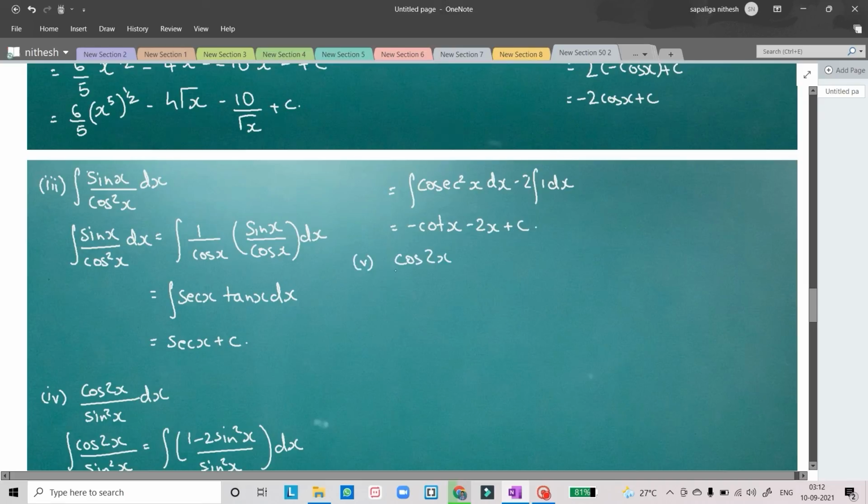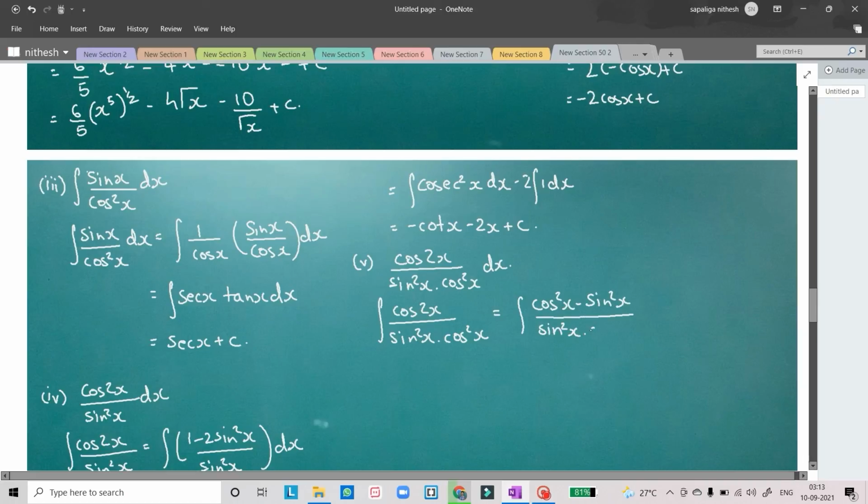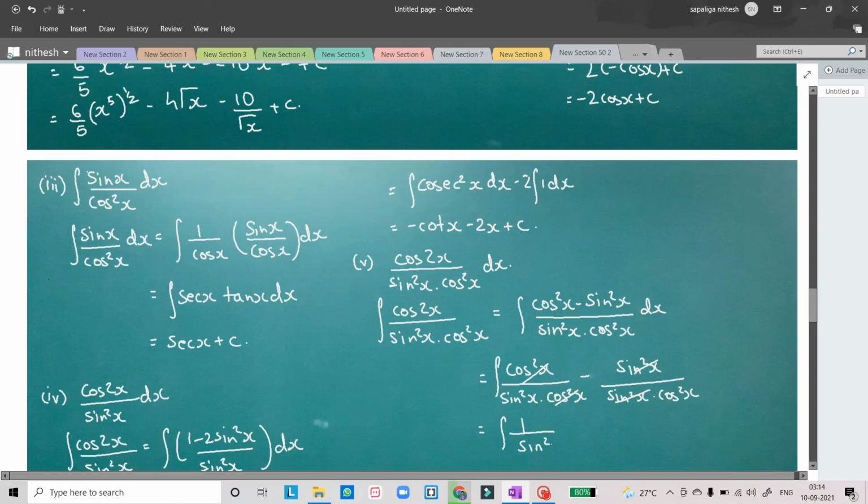Fifth question, cos 2x upon sine square x into cos square x dx. We'll write cos 2x as cos square x minus sine square x upon sine square x into cos square x. We'll split the denominator with each function in the numerator: cos square x upon sine square x into cos square x, minus sine square x upon sine square x into cos square x. We can see the cos square and cos square will get cancelled, and the sine square and sine square will get cancelled. You are left with integral 1 upon sine square x dx minus integral 1 upon cos square x dx.